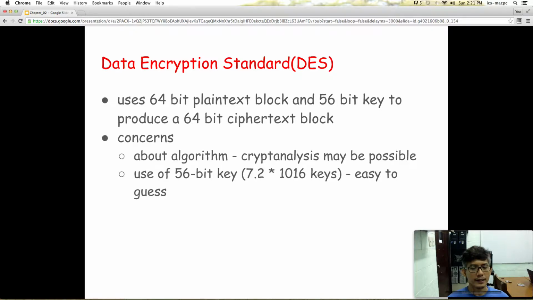Maybe during the early days it might have been difficult to crack DES, but nowadays, with improved computing power and available GPUs, it is now possible to try a lot of keys at the same time, in parallel. That's why this one is quite easy to guess.